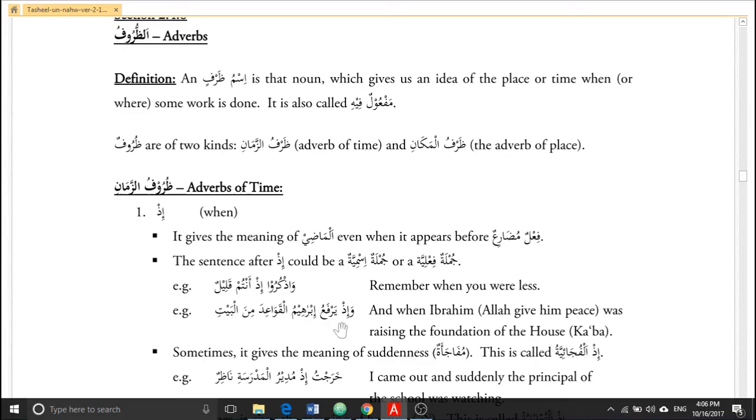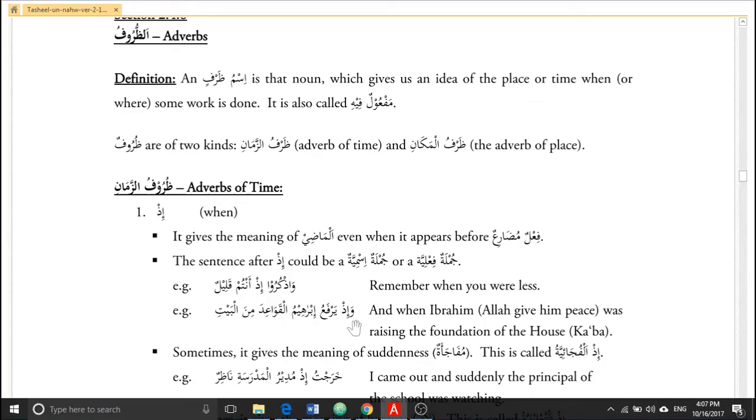In another place, وإذ يرفع إبراهيم القواعد من البيت. So here again, وإذ, and when Ibrahim alayhi salatu wasalam was raising al-qawa'id, the foundation, min al-bayt, of the Kaaba. So min al-bayt here means of the Kaaba, not from the Kaaba. So the meaning will be from bayt, the house, which is Kaaba.